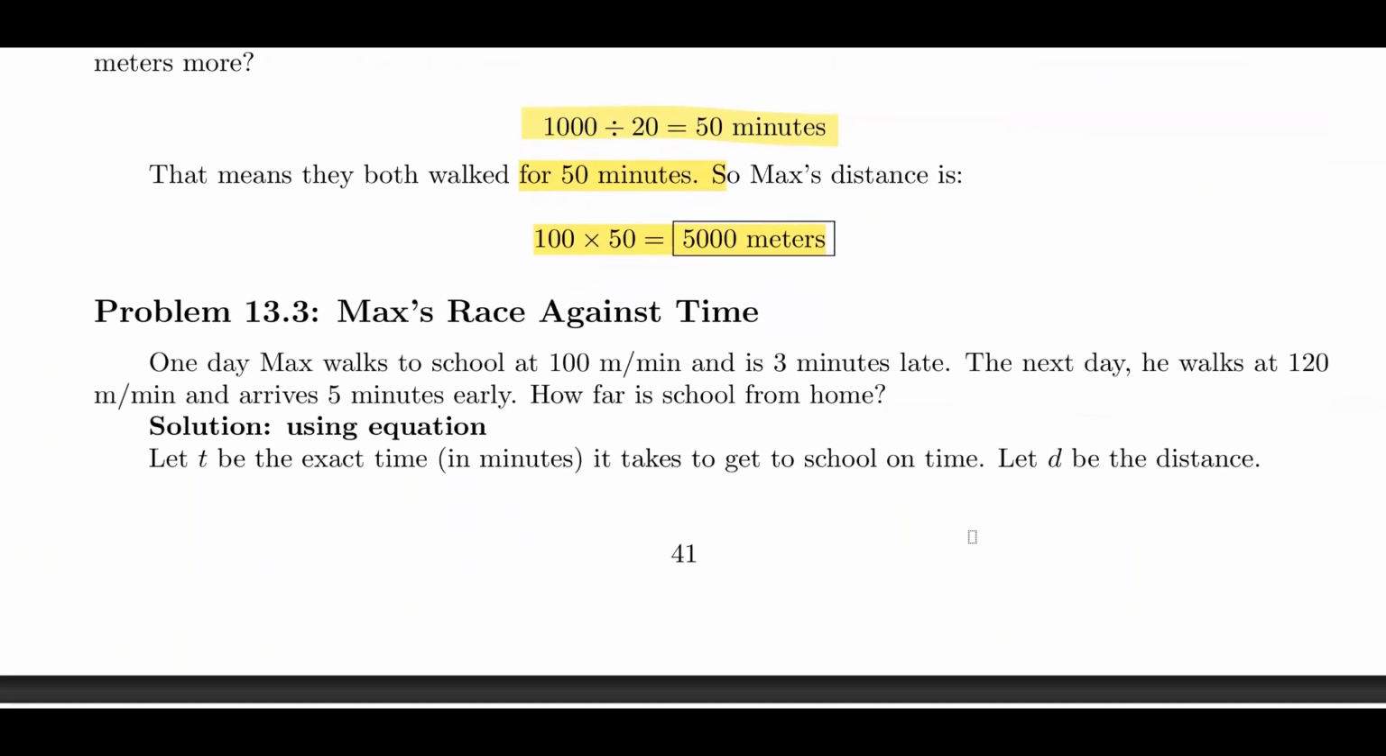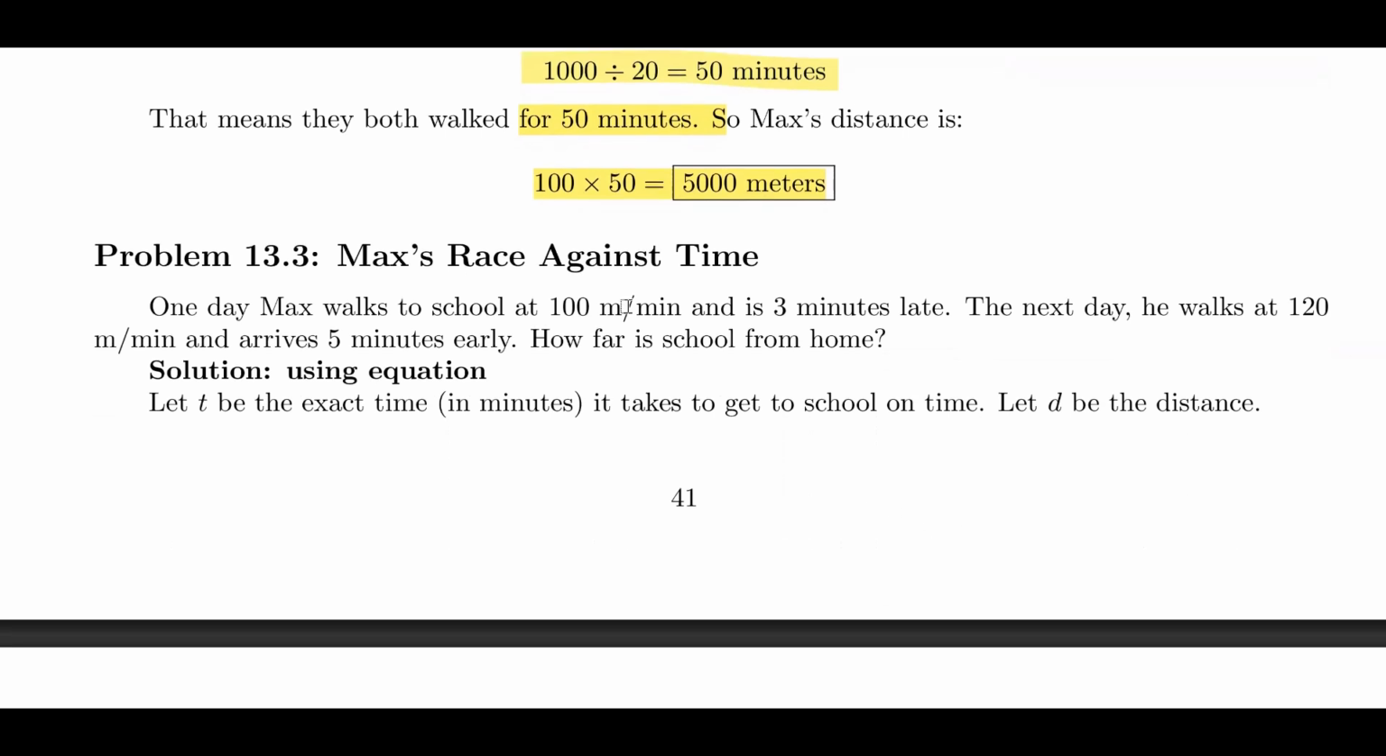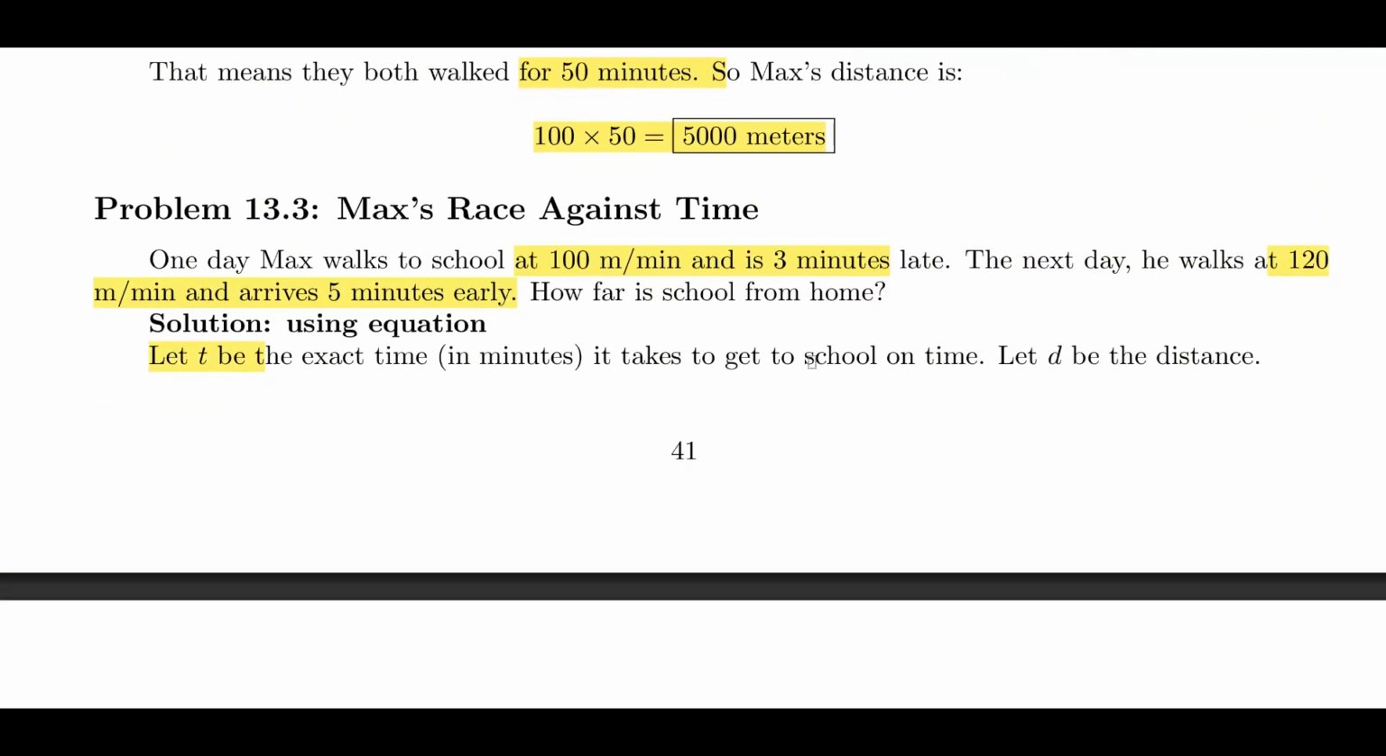Now, the third problem. One day, Max walks to school at 100 meters per minute and is 3 minutes late. The next day, he walks at 120 meters per minute and arrives 5 minutes early. How far is school from his home? Let's solve this with equations first. Let t be the exact time in minutes that it takes to arrive on time. Let d be the distance.